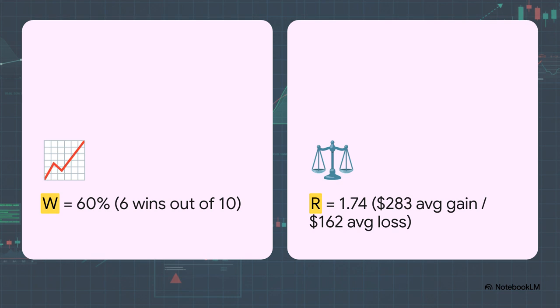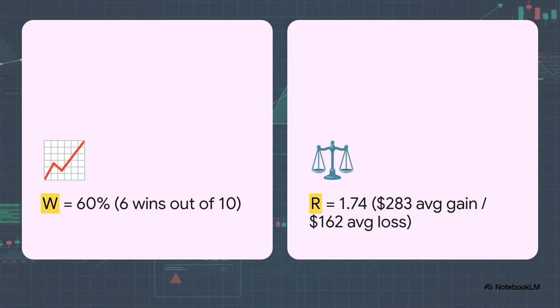Easy enough. And for R, the win-to-loss ratio, I'm just averaging out the cash values, right? So if I take all those winning dollar amounts and average them out, let's say my average gain is $283, and my average loss across the red trades is $162. Exactly. And when you divide your average gain of $283 by your average loss of $162, you get 1.74. That is your R. It means you make 1.74 times more when you win than you lose when you're wrong.